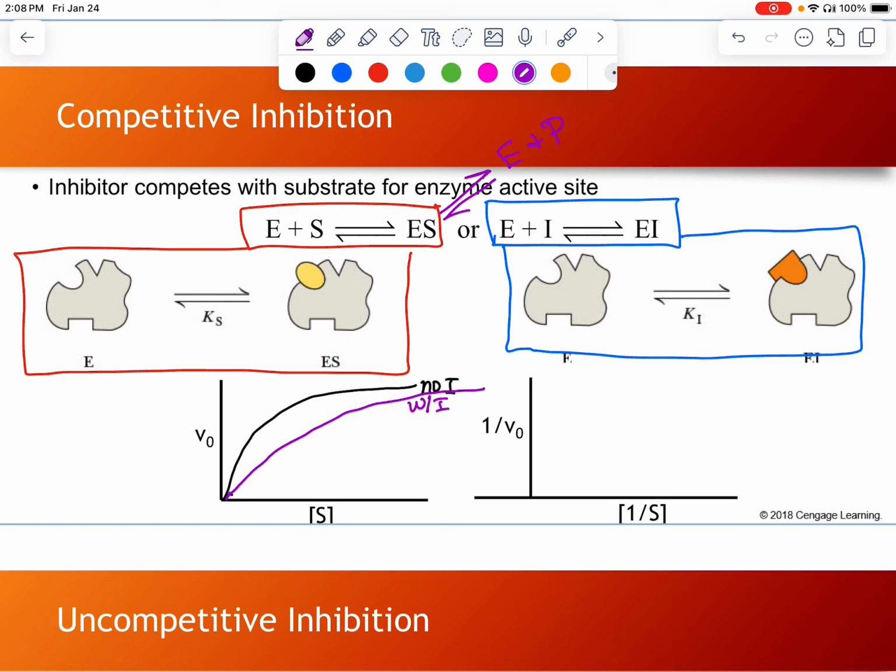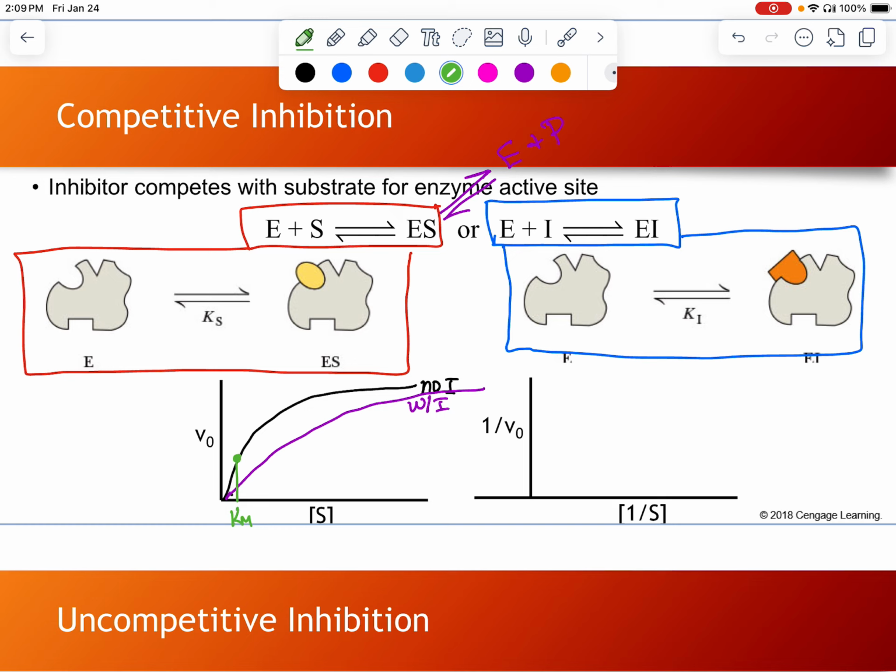Let's look now at our graph, now that we've drawn this. We know that Km numerically is the substrate concentration at half Vmax. So here was Km for no inhibitor.